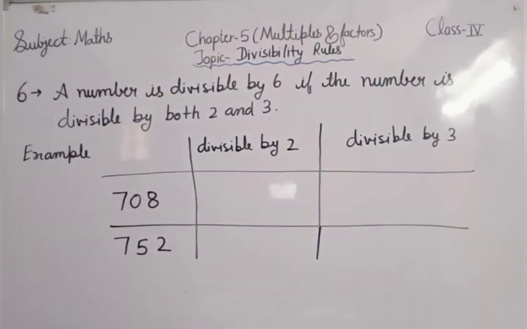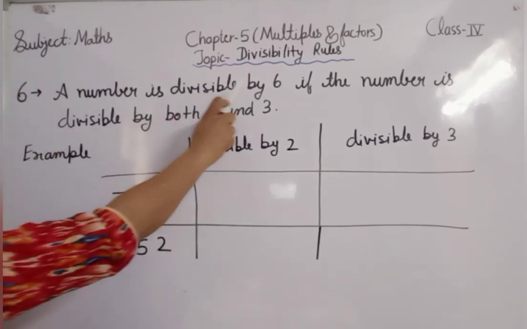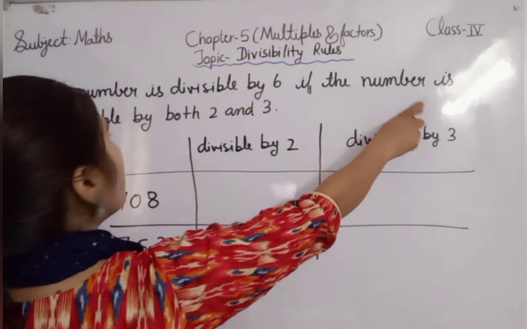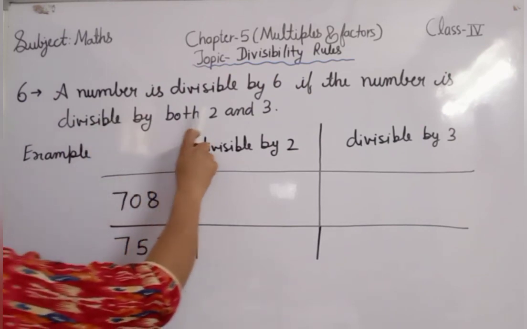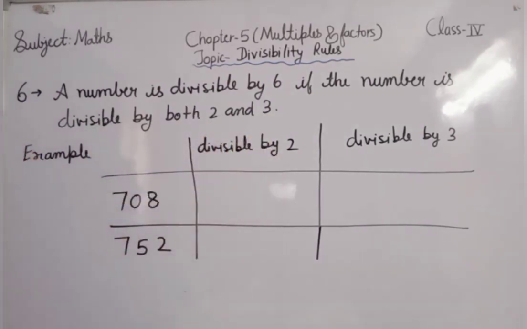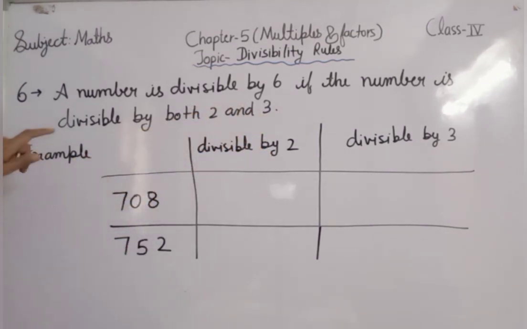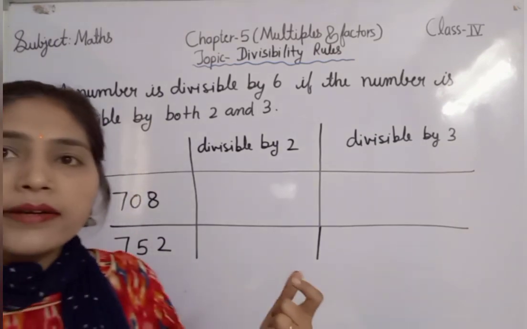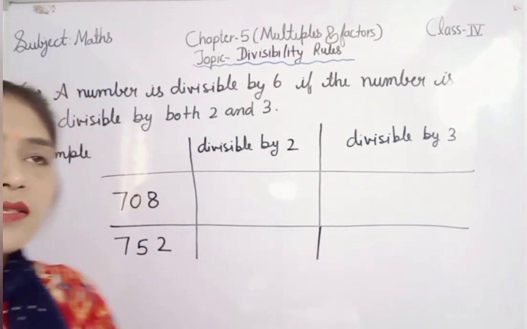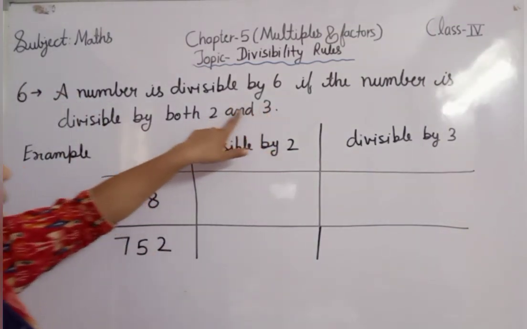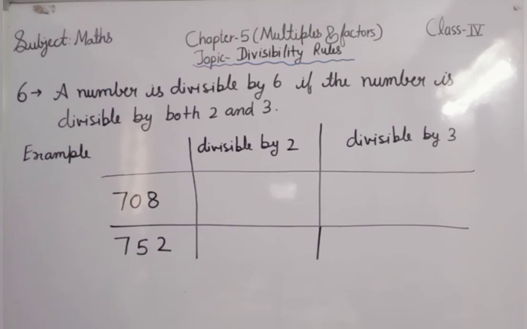Let's see the divisibility rule of 6. What is the rule of 6? A number is divisible by 6 if the number is divisible by both 2 and 3. Clear? If any number is divisible by 2 and 3, then that number is also divisible by 6. If any number has the factors 2 and 3, by default it has a factor of 6 also. So let's take an example.